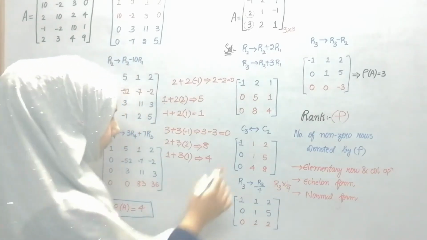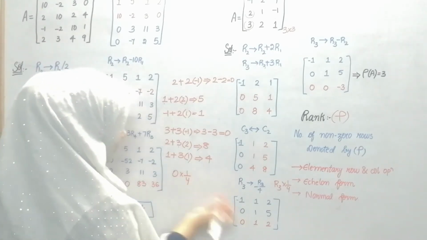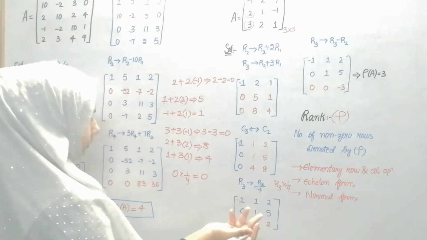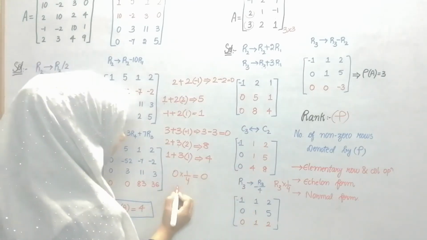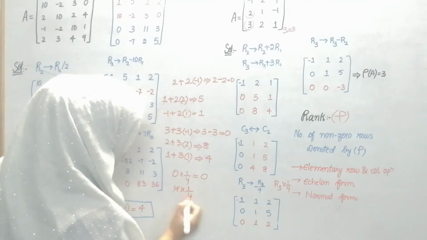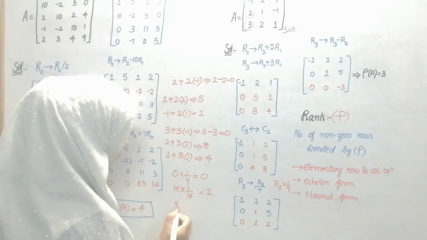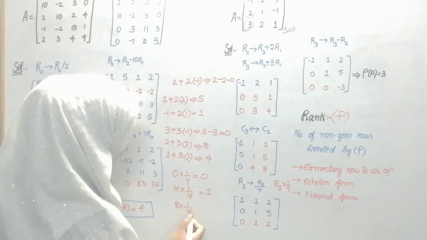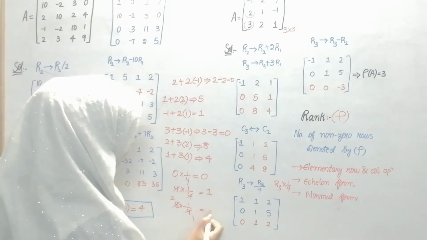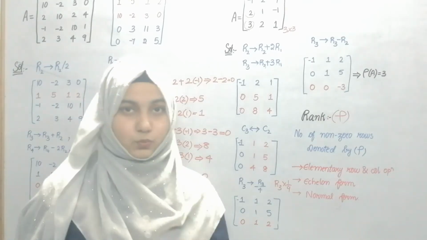So what's happening if I am multiplying this? 0 into 1/4. 0 into anything will be 0, we know this. Now this is 4. 4 into 1/4: 4 ones are 4, so I'll be left with 1. Next, 8 into 1/4: 4 twos are 8, so this will be 2. Understood? Clear? Next what?